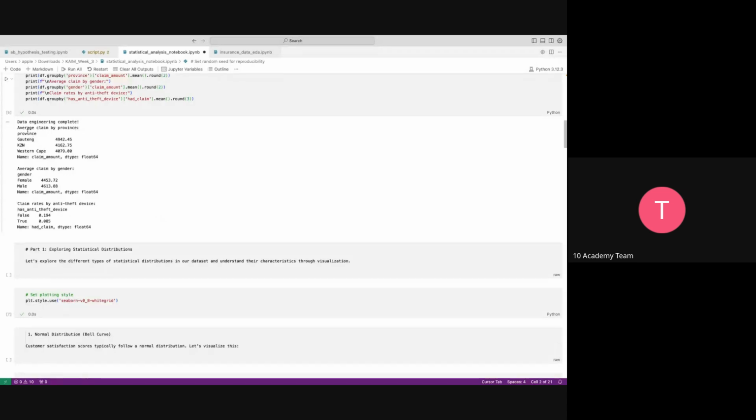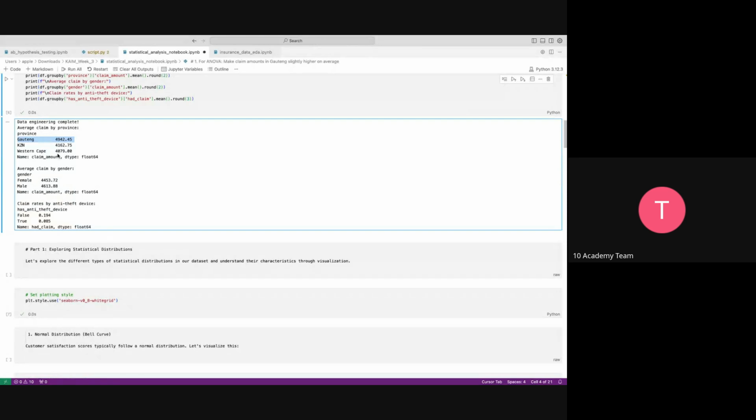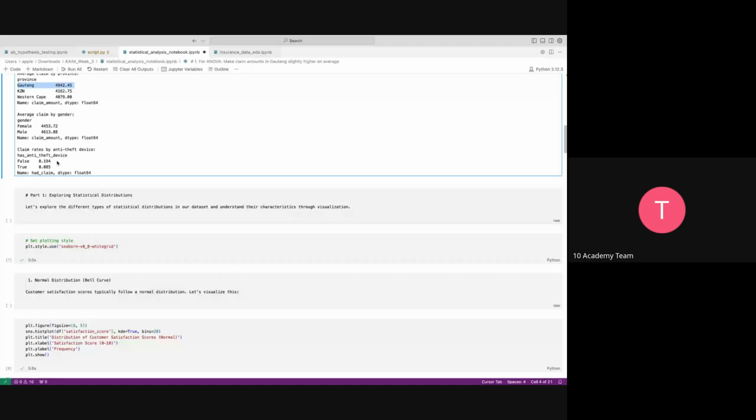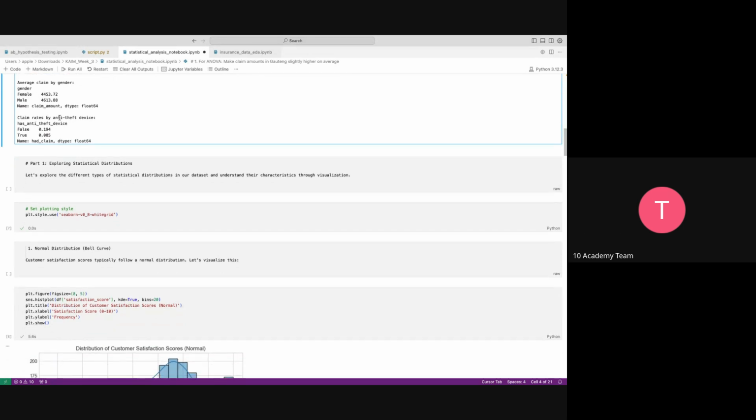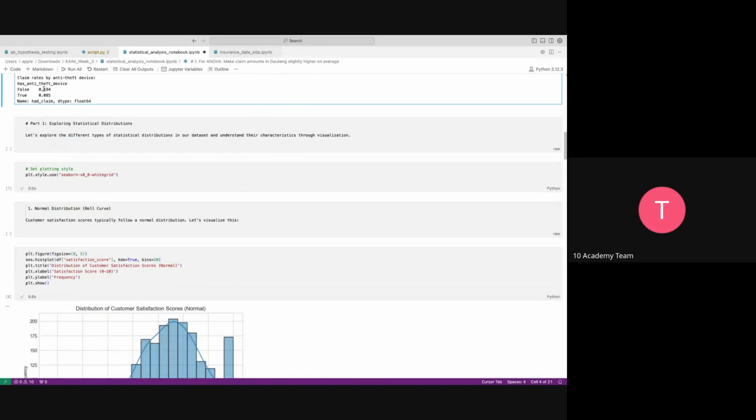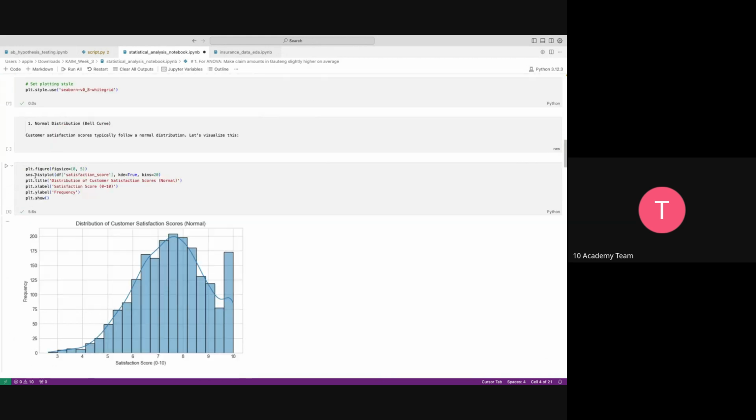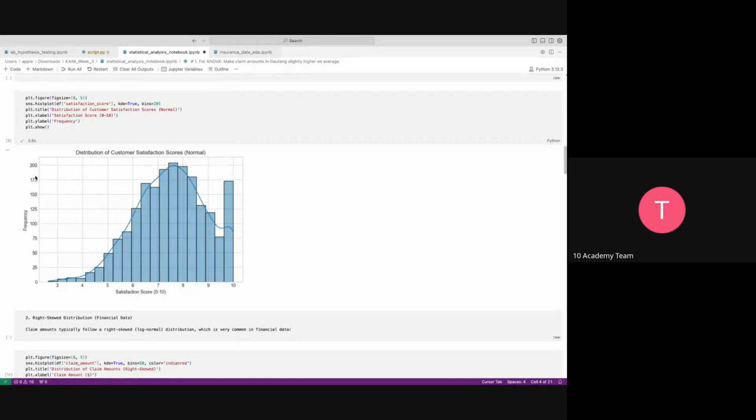So here we have the provenances. We have the average claim across the provenances. You can see that I have made this provenance a bit higher, and we have the rest of the provenances here. For the gender, the male is slightly higher, but it's more or less similar. And for the anti-theft, this is the claim rate by anti-theft devices. Those that don't have anti-theft devices have a higher claim rate, and for those who have, it's lower.